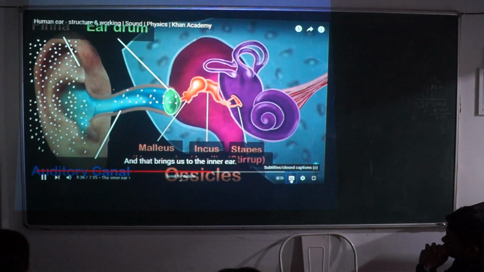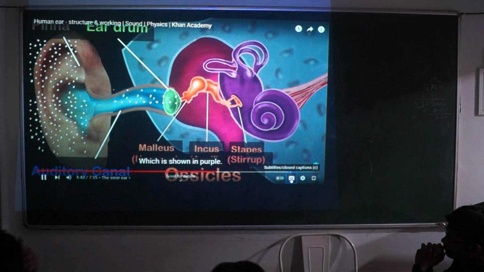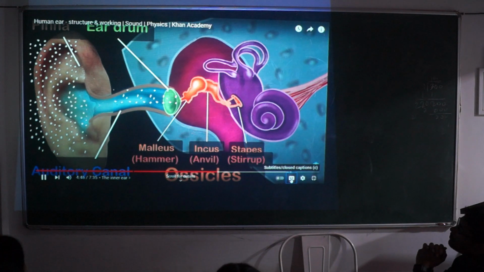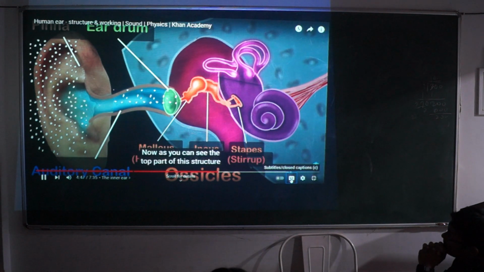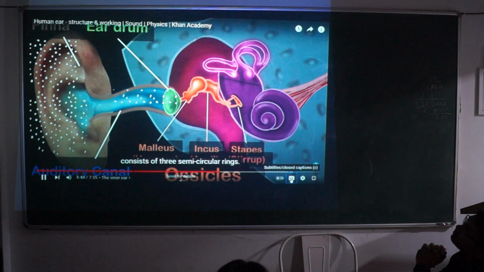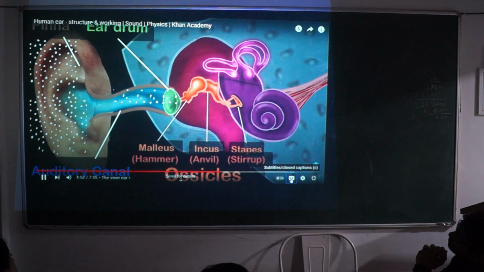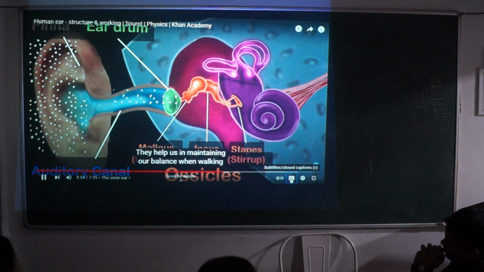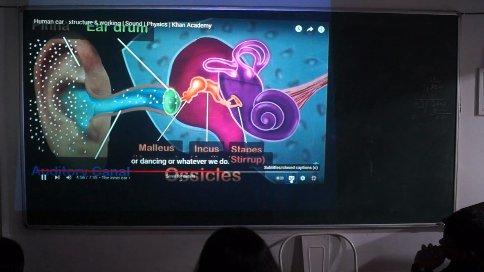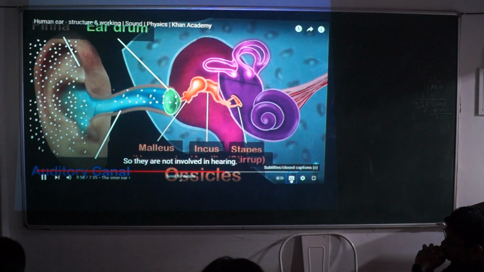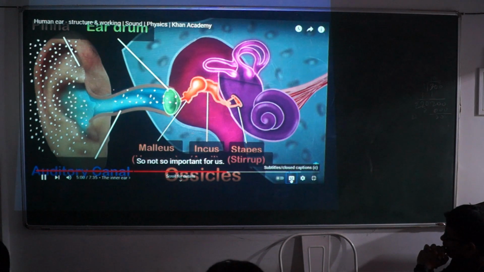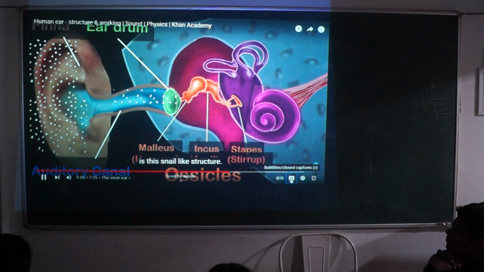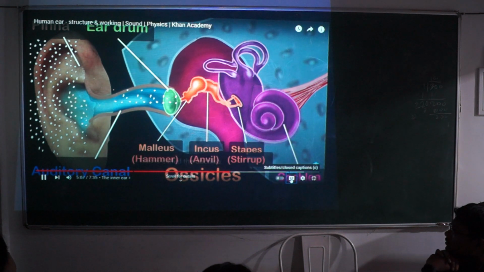And that brings us to the inner ear. The inner ear consists of a bony structure which is shown in purple. Now as you can see, the top part of this structure consists of 3 semicircular rings. They help us in maintaining our balance while walking or dancing or whatever we do. So they're not involved in hearing, so not so important for us. The part that's involved in hearing is this snail-like structure. This is called the cochlea.